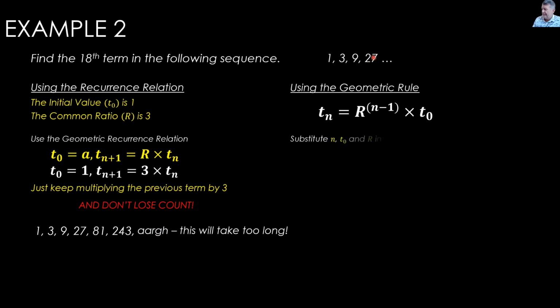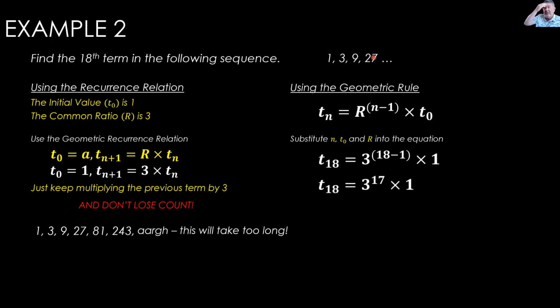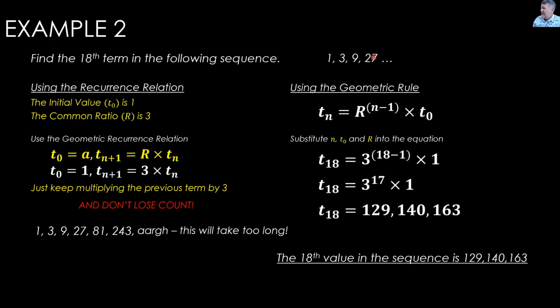We get, here it comes slowly, here we go. T18, we want the 18th term, is 3 to the power of 18 minus 1 times 1, which is 3 to the power of 17 times 1. And of course, hang on, this one I'll just use my brain for a second. Think. 129,140,163. I missed it by 1. I should have known that. So 18th, and the common ratio is 3. Of course, it was going to be a 3. Silly me. So the 18th value, finish off with a statement. The 18th value is that.